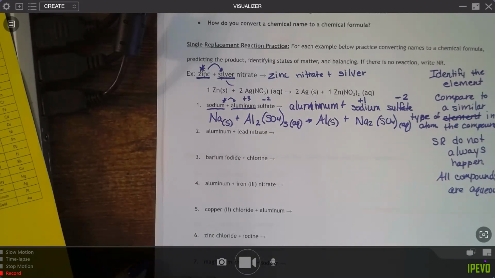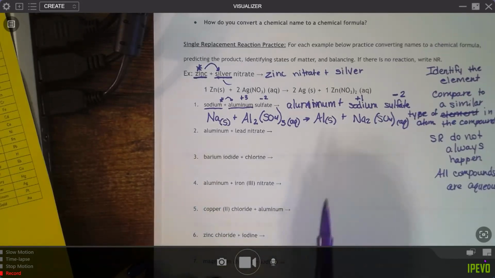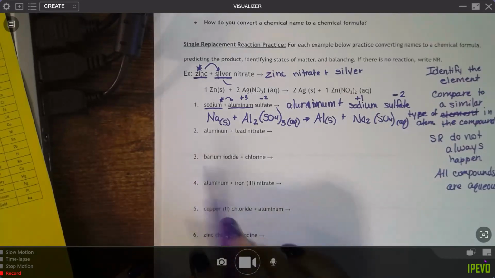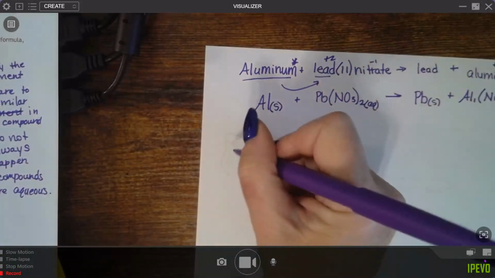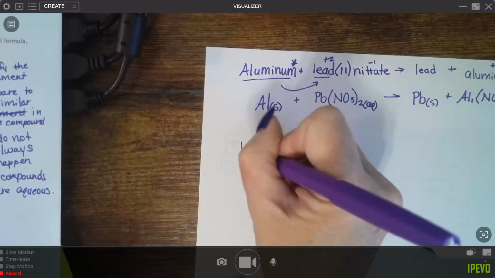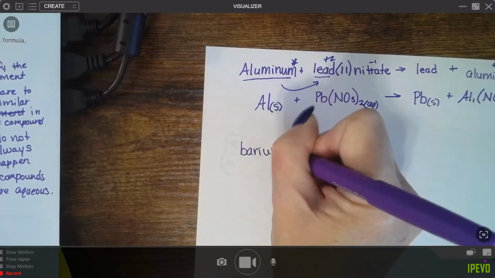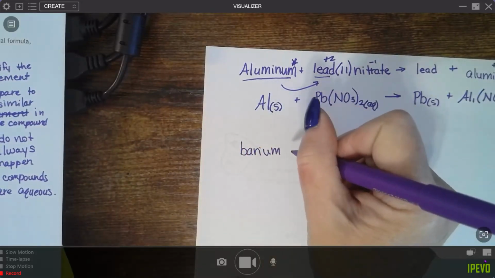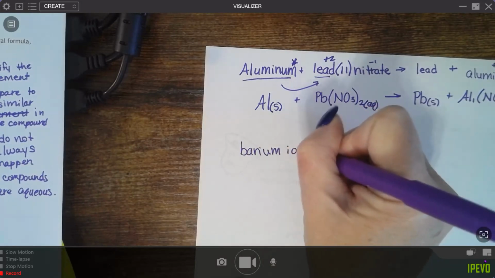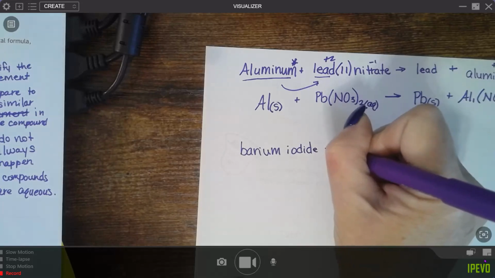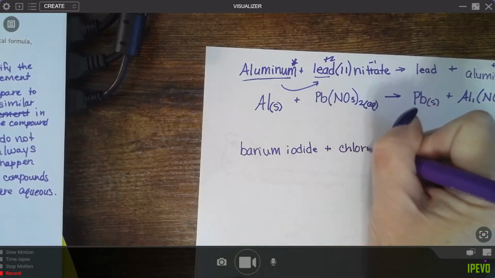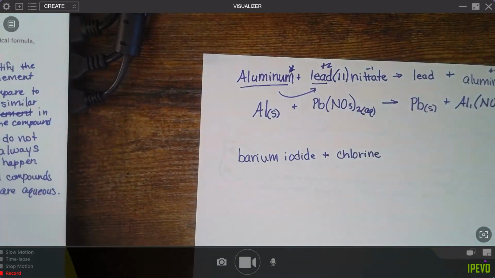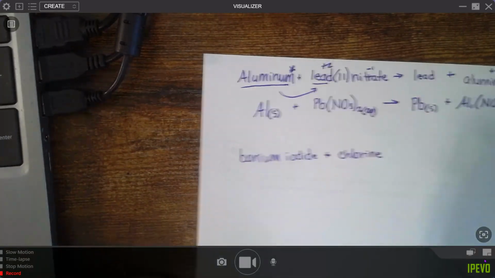Okay. So then, looking back at our worksheet, we're going to do 2 more. All right. So we're going to do number 3. Okay, so number 3 says, and there's something different about number 3. Number 3 says we have barium iodide plus chlorine. Okay, so now you're going to see something different.